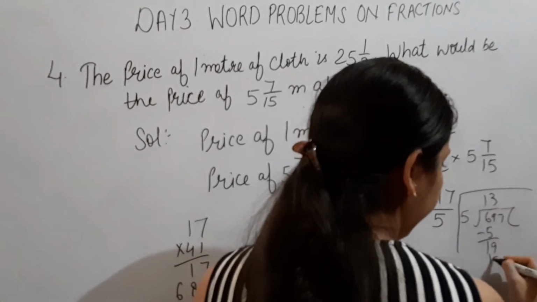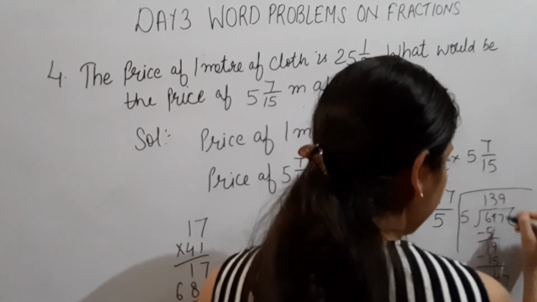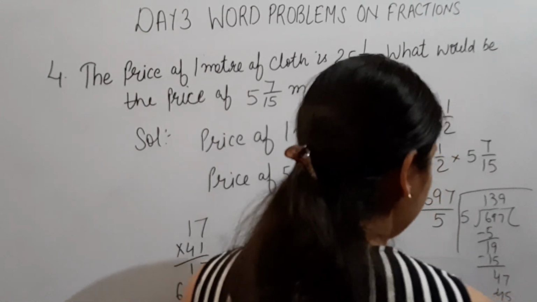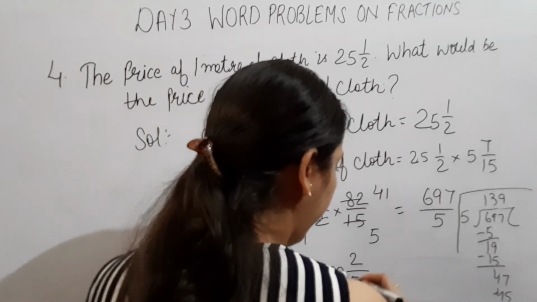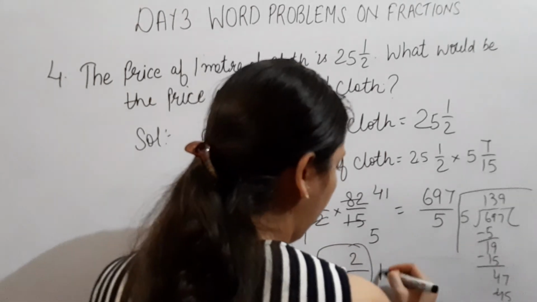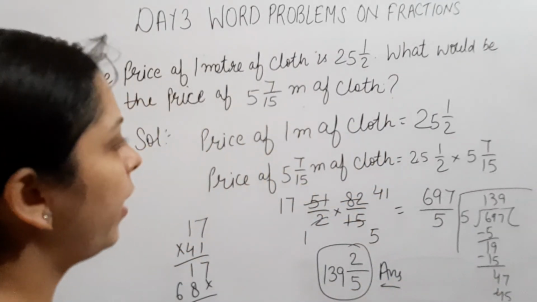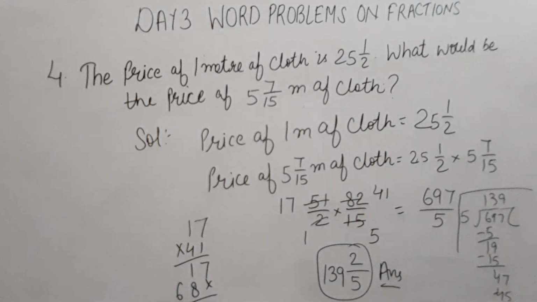As we were given mixed fractional numbers, we will find the answer in mixed fraction also. Five times 3 is 15 and then 5 times 9 is 45. So it's 139 whole 2 by 5. This is the cost of 5 whole 7 by 15 meters of cloth. I hope you get this question. Let's move to the next question.